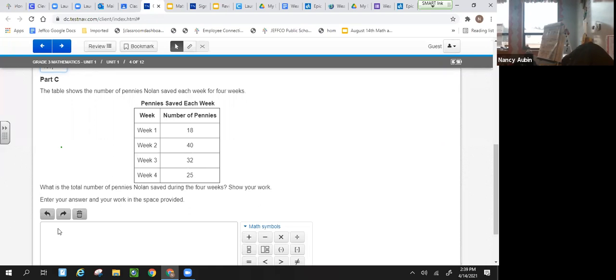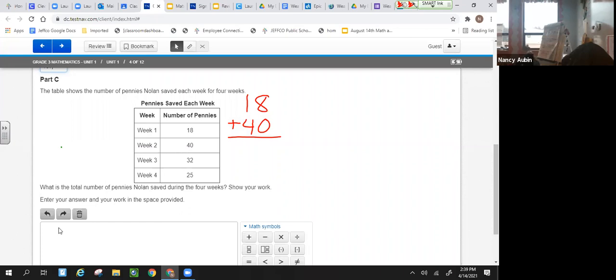We're trying to find out if Nolan saved 18 pennies in 1 week, 40 in week 2, 32 pennies in week 3, and 25 in week 4. If he saved all of those pennies, what is the total number of pennies Nolan saved during the 4 weeks? How would I figure that out? Okay, so he's saying I'm going to add. So you're saying add 18 to 40 first? Yeah. All right. Go ahead and do it, guys. Start adding. You figure it out your own way.